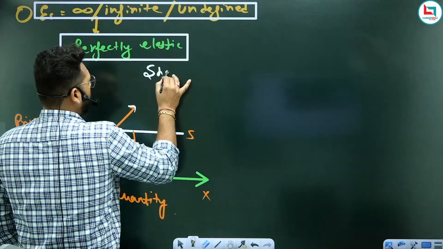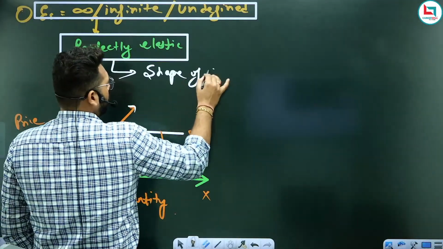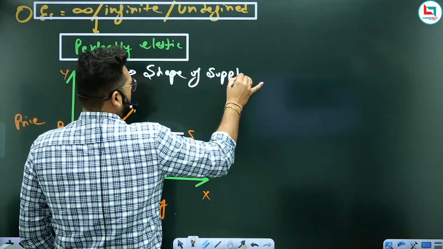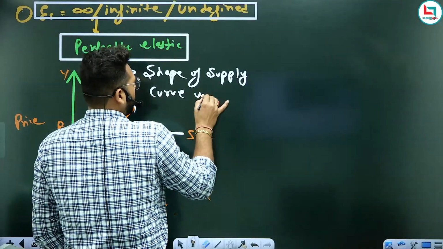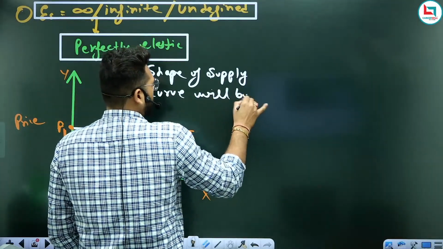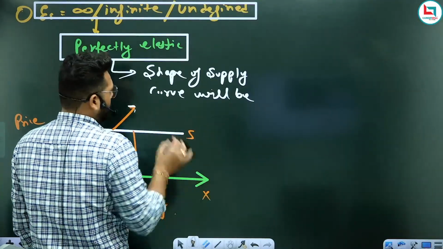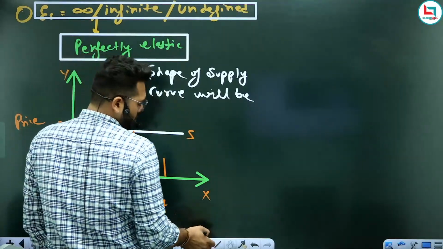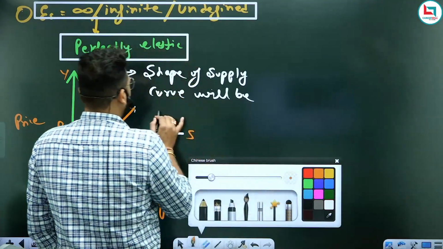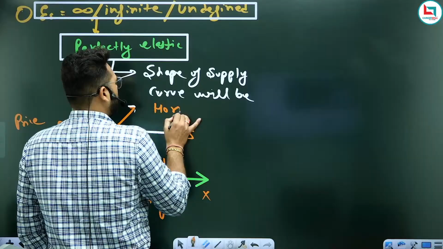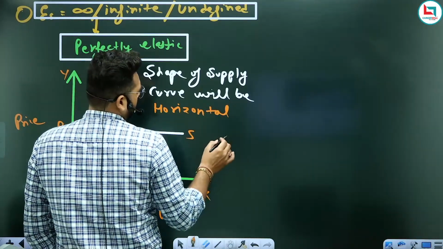The shape of the supply curve will be in horizontal shape.